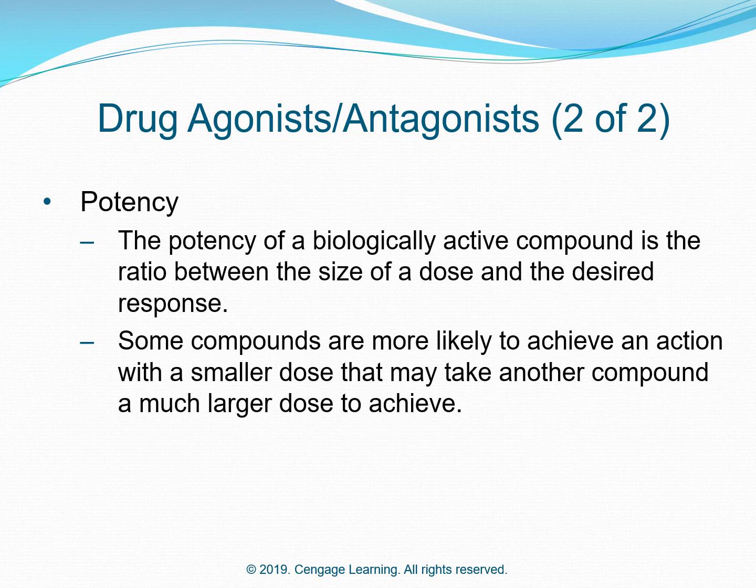Drug agonist/antagonist, two of two. Potency: the potency of a biologically active compound is the ratio between the size of the dose and the desired response. Some compounds are much more likely to achieve an action with a smaller dose than it may take another compound a much larger dose to achieve.